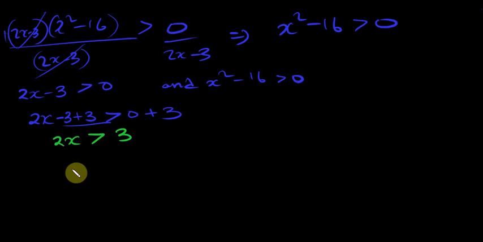Well, we want x to be on its own, so we divide by 2 this side. What you do on the left hand side, you do on the right hand side. Divide by 2. 2 by 2 cancels out, leaving 1 times x, which gives you x. Okay, it's greater than 3 over 2.